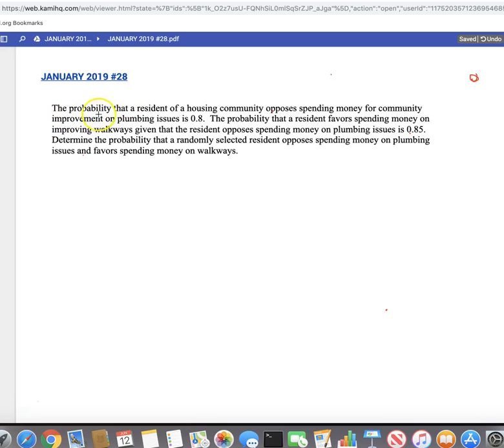First, we are told that the probability that a resident of a housing community opposes spending money for community improvement on plumbing issues is 0.8. So this is an individual probability, and they give us what that probability is. I'm going to refer to this as the probability of B, and the event B is opposing spending on plumbing issues.